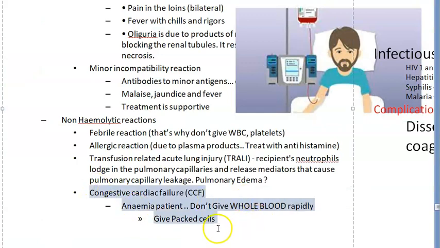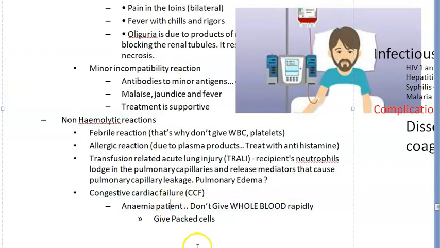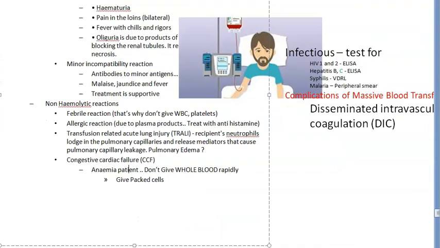Congestive cardiac failure he can have. If you give whole blood rapidly, what will happen? Volume overload. Heart failure. Yes. So that's why you should not give whole blood. That's what we are trying to say.